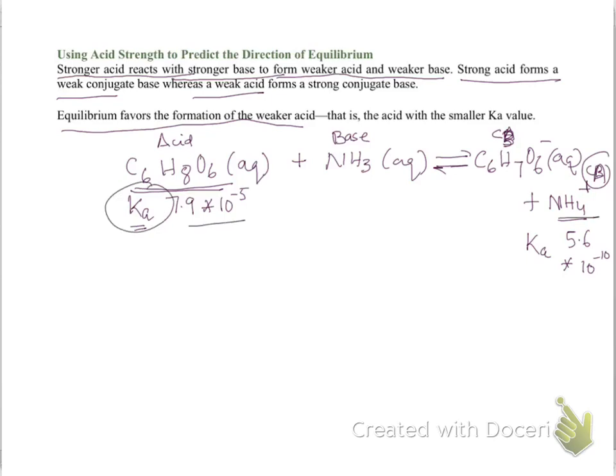This one, because this value is higher. Negative fifth makes the number bigger than negative 10th. So this is my stronger acid, stronger than NH4+. That means this is my weaker acid. And your equilibrium always favors the formation of the weaker, meaning it likes to go from the strong to the weak side. So that means my equilibrium will be more towards product than reactant. So I should put my arrows like this, more towards product than reactant, because it goes more towards the weaker side.